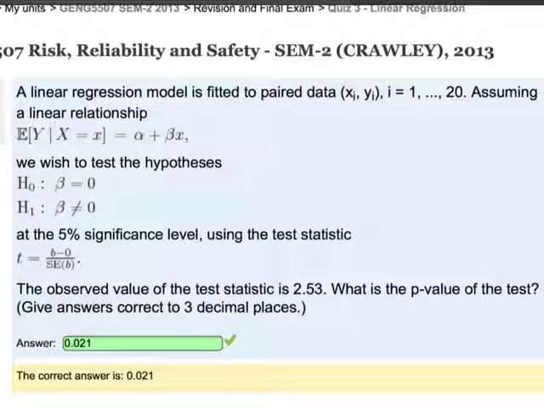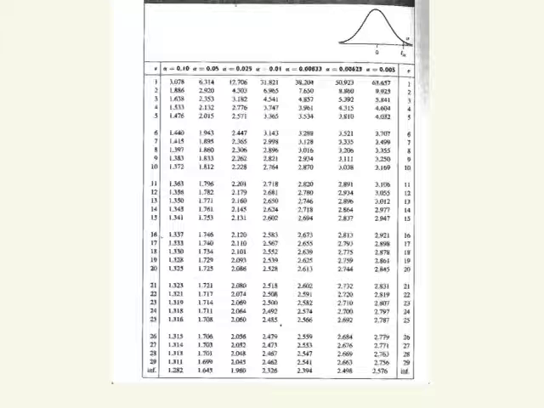So you need to be able to identify the region. So just one more time, to identify the region, we needed that 2.53. So we've got our 18 degrees of freedom. We know we're going to get a value somewhere in here, and it's going to be somewhere between 0.02 and 0.05.